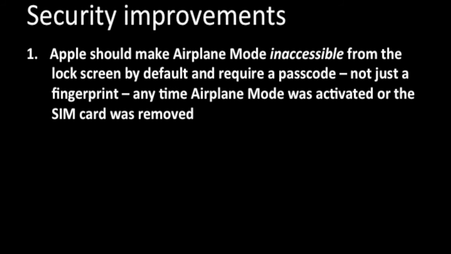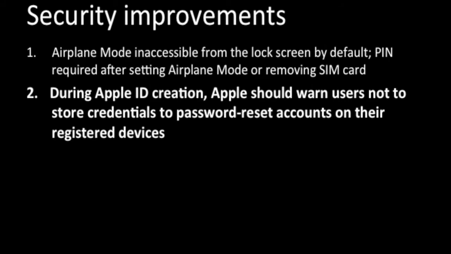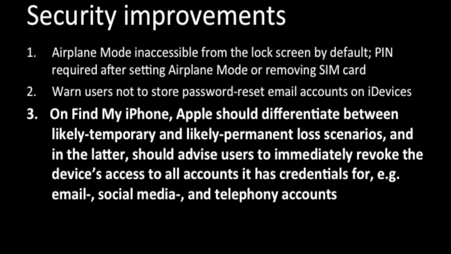Apple device security can be improved in the following ways. First, Apple should make airplane mode inaccessible from the lock screen by default and require a passcode, not just a fingerprint, anytime airplane mode was activated or the SIM card was removed. Second, during Apple ID creation, Apple should warn users not to store credentials to password reset accounts on their registered devices.